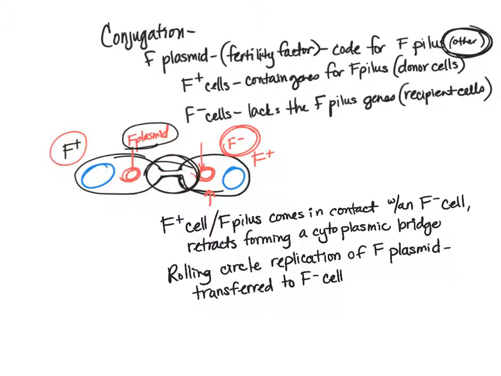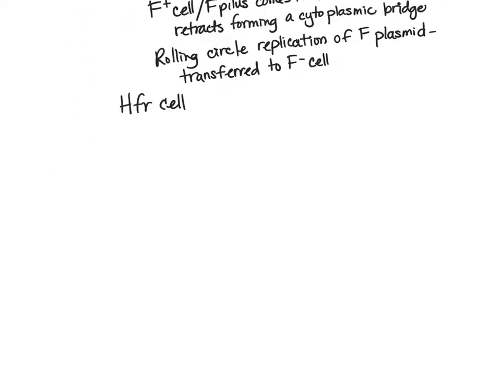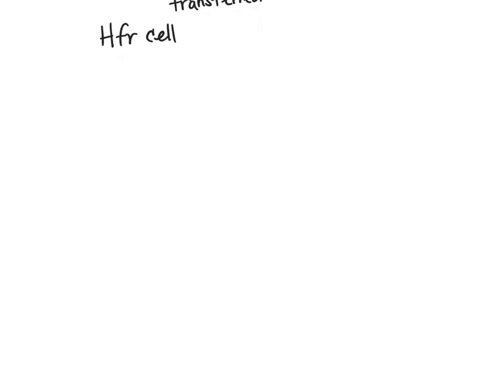So when this happens, we also have another cell that we can put a name or a term to, and that's an HFR cell. An HFR cell stands for high frequency of replication. This is when the F plasmid has then integrated into the DNA chromosome.